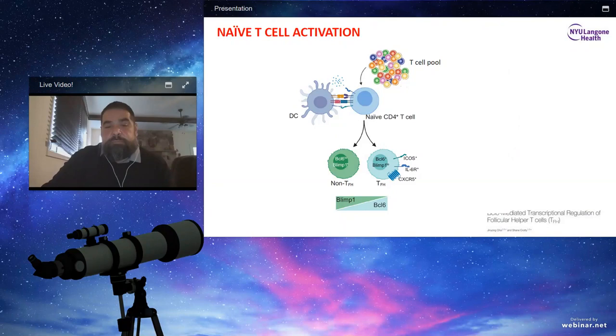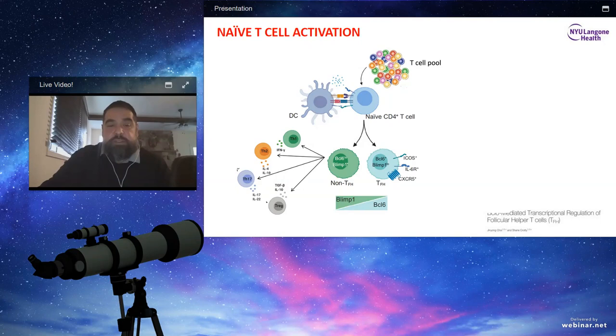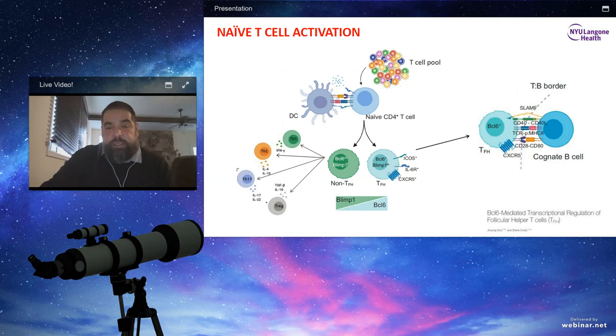And then an important event will occur to these naive T cells, which is driven by the expression of BLIMP1 or BCL6. If the naive T cell is pushed into upregulation of BLIMP1, then the CD4 T cell is going to move into Th1, Th17, or Tregs. However, if BCL6 transcription is upregulated, then the naive T cells will transform into these very important cells, the follicular helper T cells. And these T cells are going to move into the germinal center and stick at the TB border, waiting to connect with a cognate B cell.